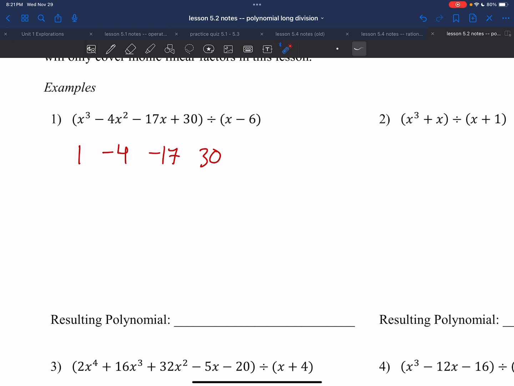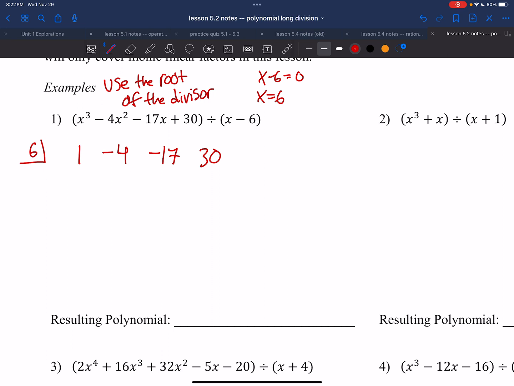What you're going to use is the root of the divisor. So ask yourself, okay, what's the root of x minus 6? X minus 6 equals 0, because that's what a root is, right? It makes a function 0. So x equals 6 is our root. So I'm going to create this nice little box here. I'm going to put 6 in there. And that's my special root, okay? And essentially what I'm doing here is I'm testing whether the root is a root. It's sort of like plugging the root into the function to see if it is in fact a root.